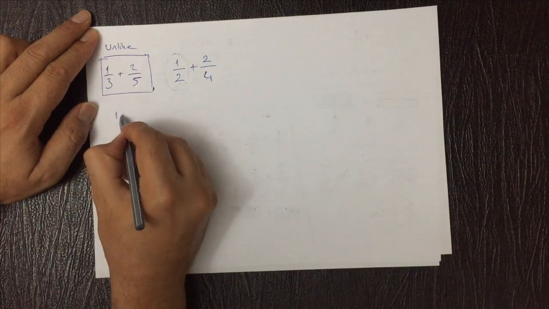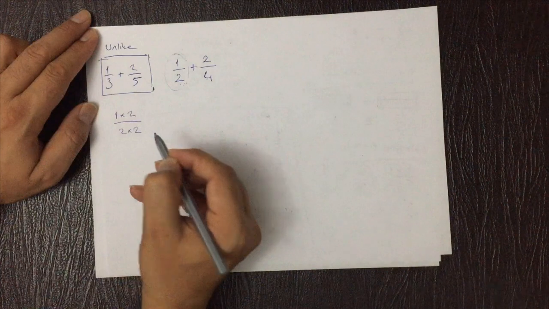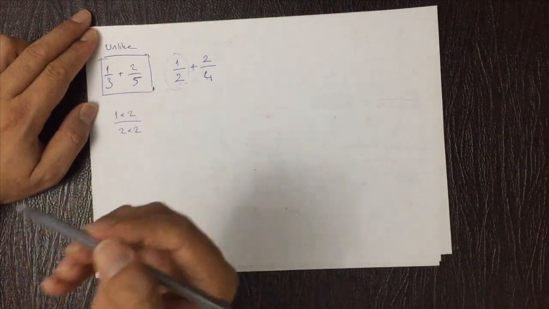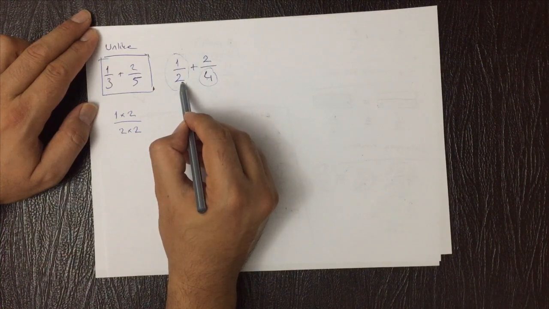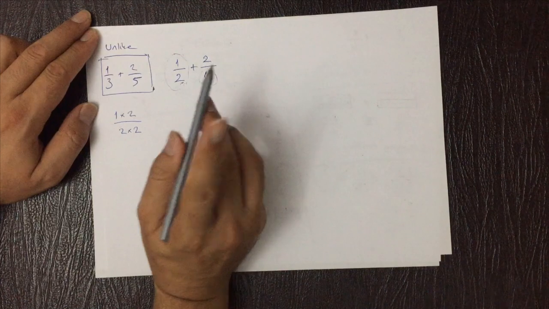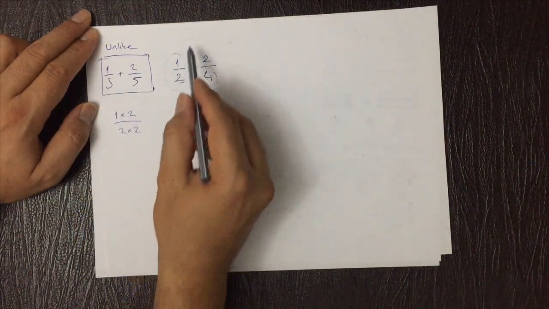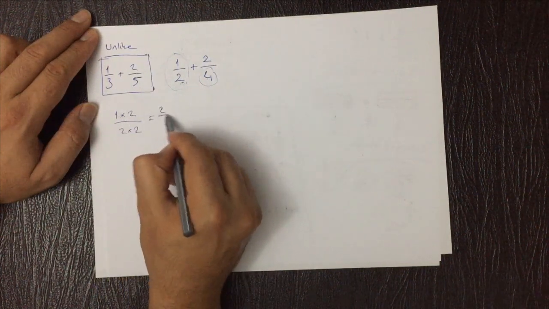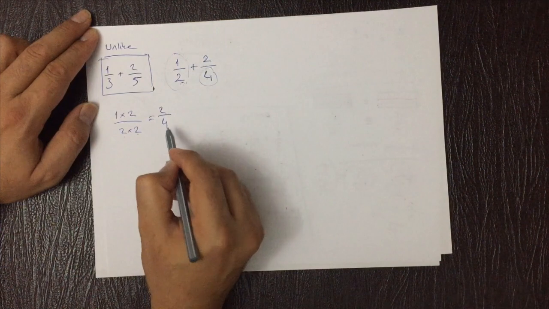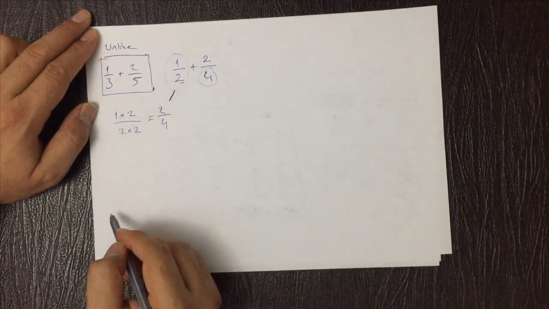Look, 1 multiplied by 2, 2 multiplied by 2. Why 2? Because to make this 2 into 4, what do I need for multiplication? I need 2, because 2 times 2 is 4. That's why I must enlarge by 2. So 1 times 2 is 2, and 2 times 2 is 4. Look, these are equal now.